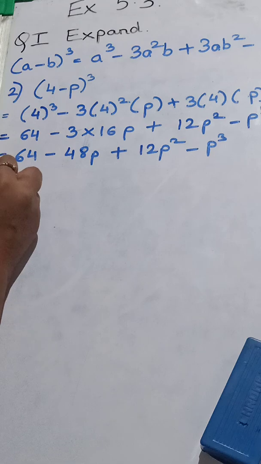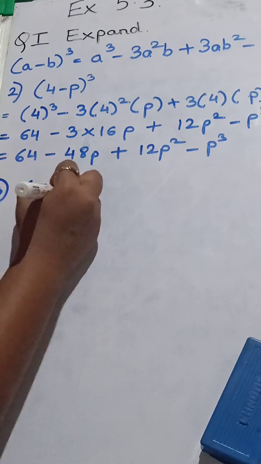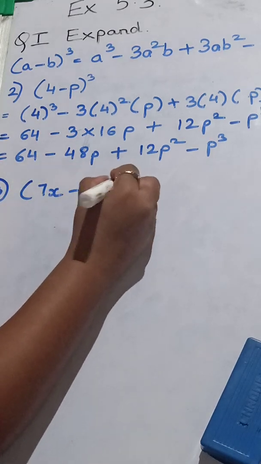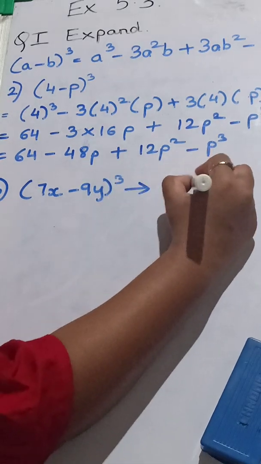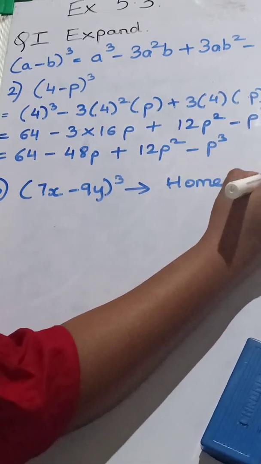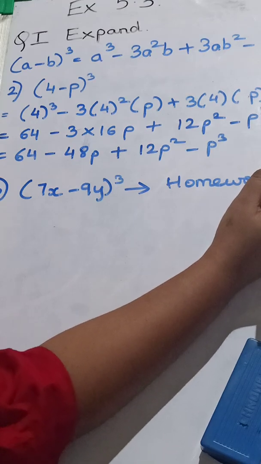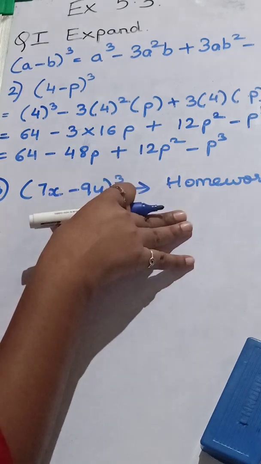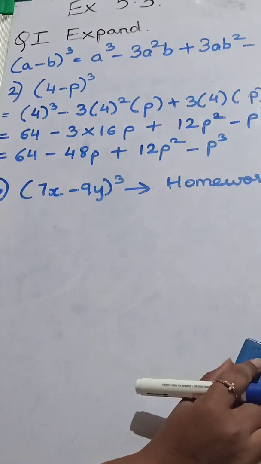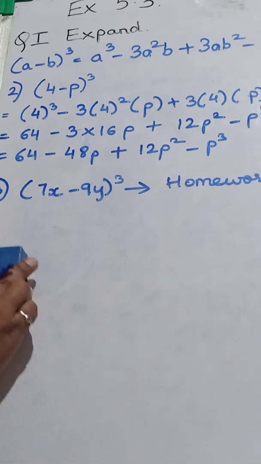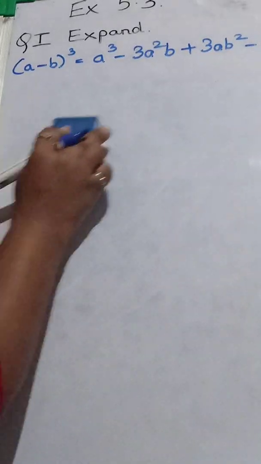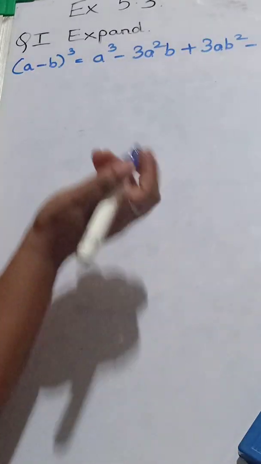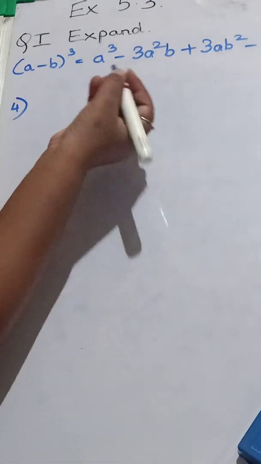Okay. Now the third sum is 7x minus 9y cube. This sum you all are supposed to solve for your homework, because it is similar to the first and second sums. So you are going to solve this for your homework. Now we will take the fourth sum. The sums you will just copy in your books and solve according to the formula. And now we will start with the fourth sum.